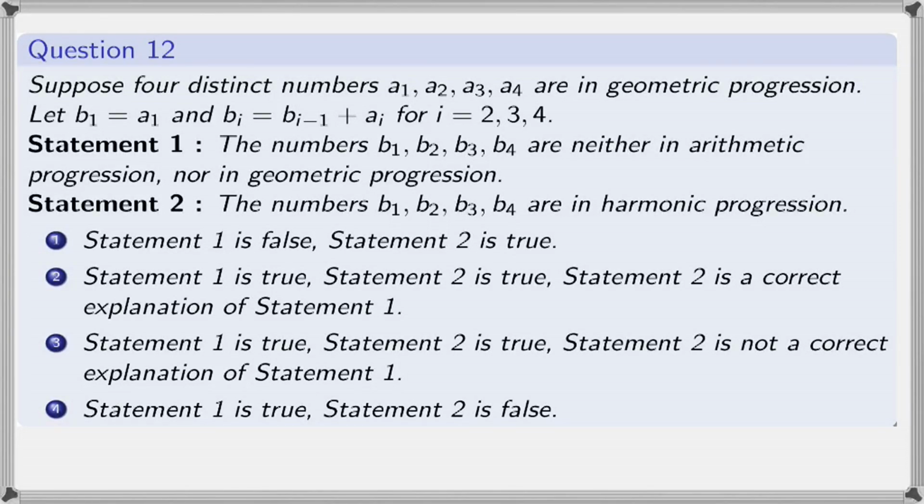In this question, we have 4 distinct numbers a1, a2, a3 and a4 which are in a geometric progression. We have b1 is equal to a1 and bi is equal to b(i minus 1) plus ai for all i equal to 2, 3 and 4. Then we have two statements. The first statement is the numbers b1, b2, b3 and b4 are neither in arithmetic progression nor in geometric progression. And the second statement is the numbers b1, b2, b3 and b4 are in harmonic progression. We have to check whether statement 1 and statement 2 are correct or not, and in case both the statements are true, we have to check whether statement 2 is a correct justification of statement 1 or not.